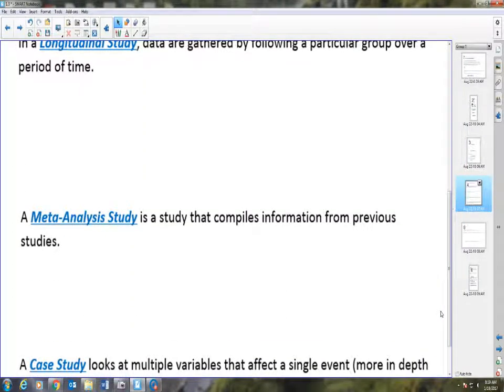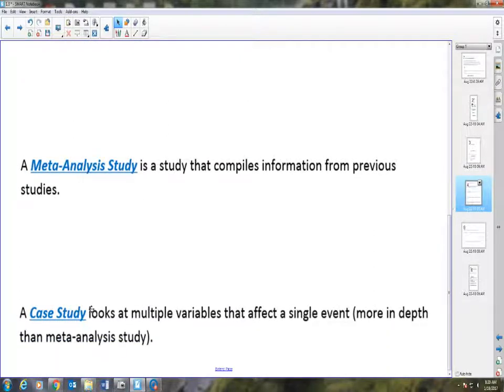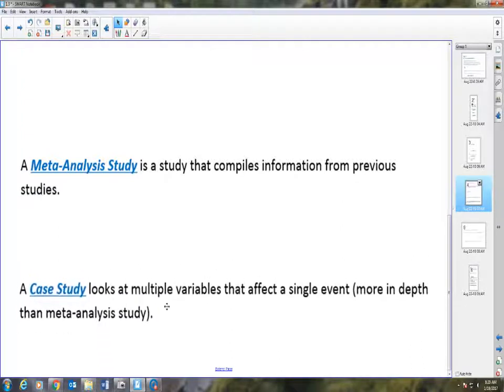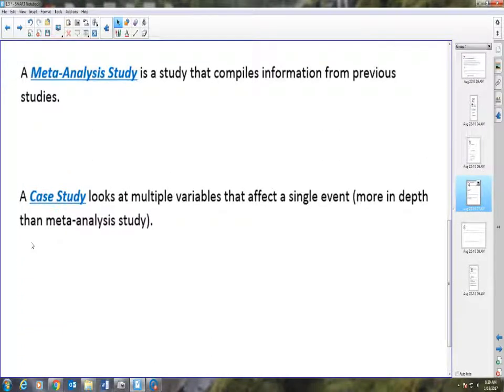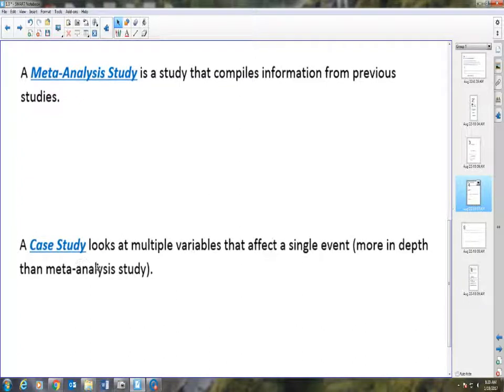A meta-analysis study is a study that compiles information from previous studies. So that means a lot of people doing different studies. The meta-analysis will be something that uses other people's studies, put them all together. A case study looks at multiple variables that affect a single event. So this is a more in-depth study than the meta-analysis. Case study is basically looking at particular things more in detail, more into it.